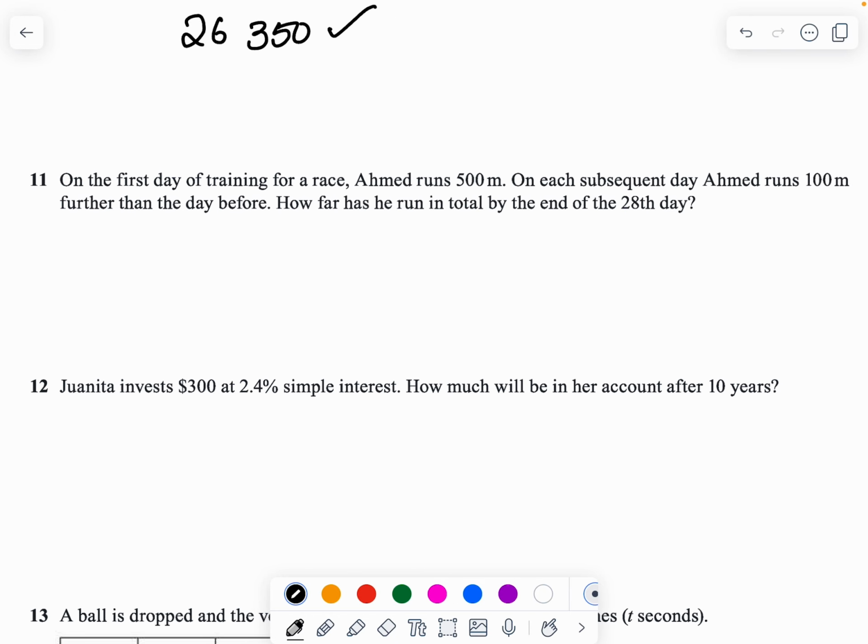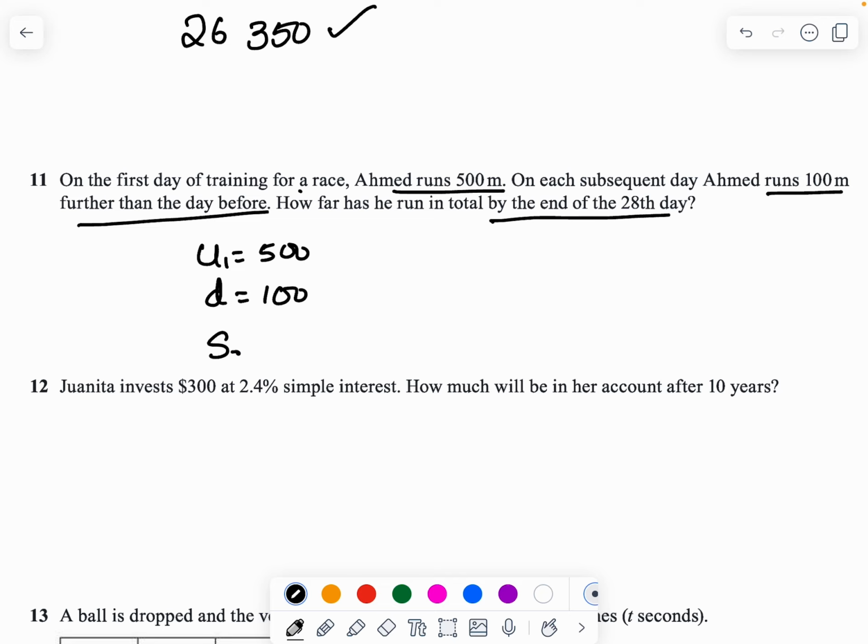Question number 11. On the first day of a training race, Ahmed runs 500 meters. So U1 equals 500. On each subsequent day, he runs 100 meters further than the day before. So the common difference is 100. How far has he run on the 28th day? So he's asking S28 or U28.